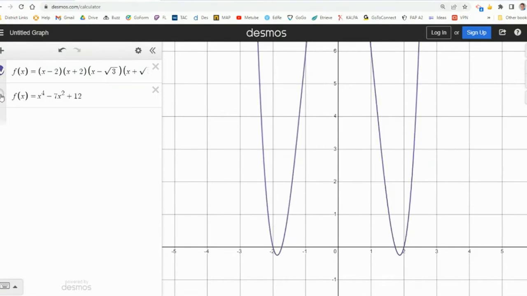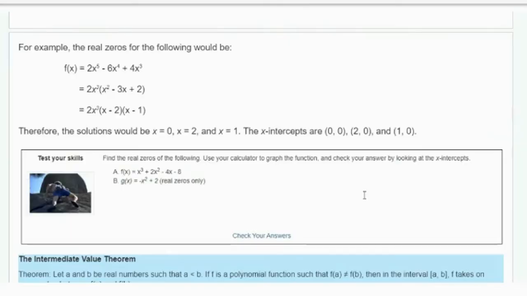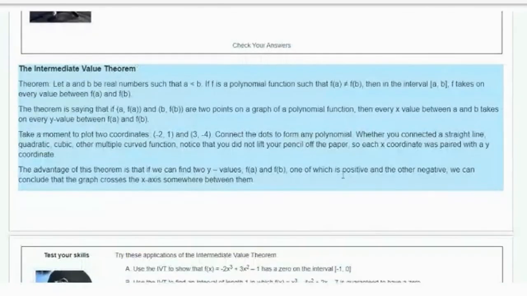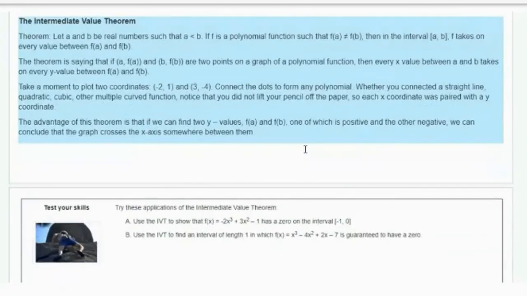Same graph. So if it's the same graph, it's the same equation. So we just tested our work right there. The intermediate value theorem. This is an interesting one. We don't talk about this very often.